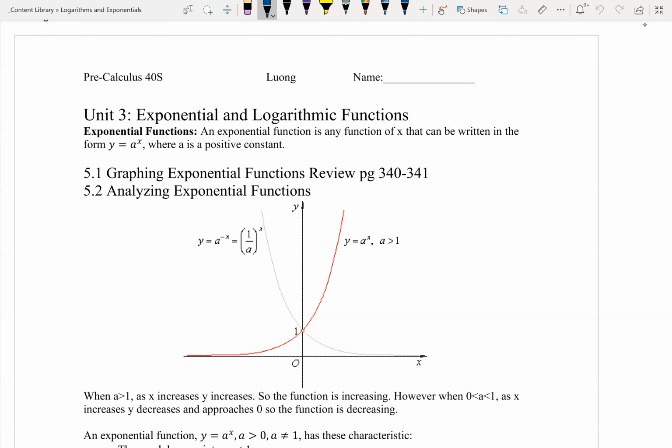Exponential functions and logarithmic functions. In this video, we are going to graph exponential functions and analyze them.